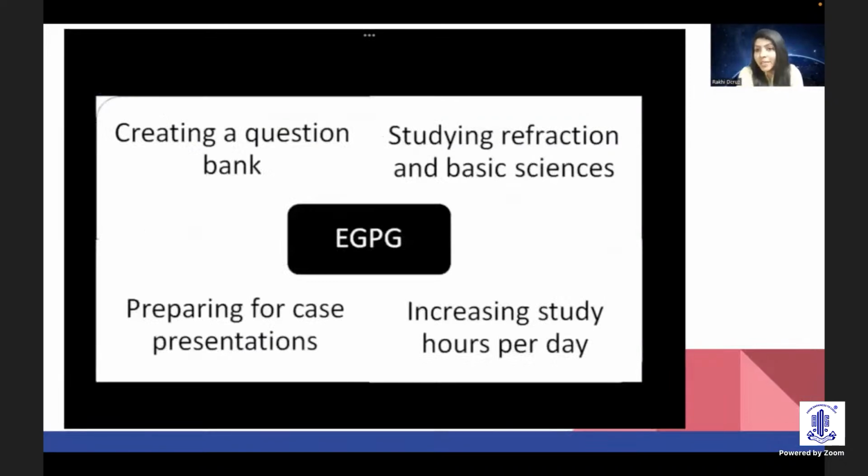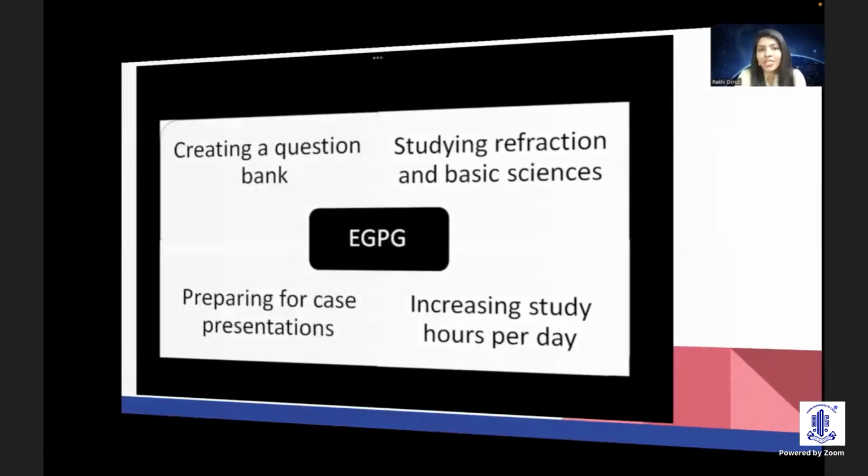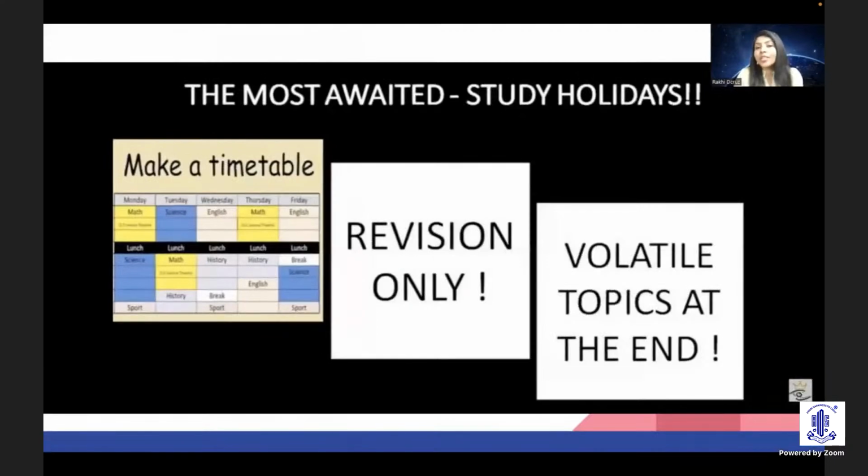Once you become the EG-PG, or the exam-going PG, start increasing your study hours. Start refreshing your refraction and the basic sciences, create your own question bank and start preparing for case presentations. The most awaited time, the study holidays. Make a timetable for the study holidays. Mind you, study holidays are only for revision.